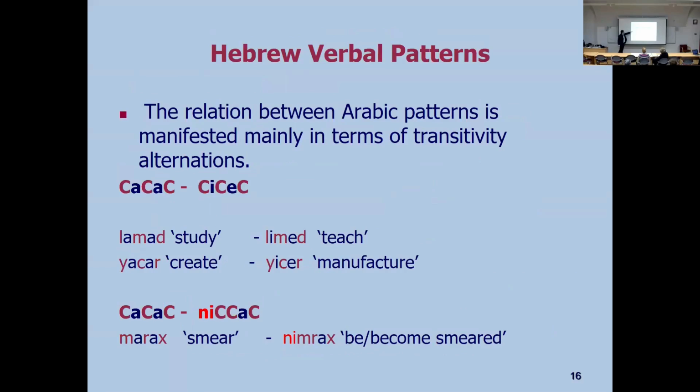For example, if we take the pair pa'al, pi'el, two patterns, so we have lamad, to study, and limed, to teach. So this is some sort of relation of causativization. They both share the root l-m-d, and they're around the same semantic concept. In the other example, on the other hand, it is less transparent. We have yatzar, to create, and yitzer, to manufacture. So it's not causative, it's some semantic relation which is more vague. In pa'al, nif'al with a prefix, we have transitivity alternations. So we have marach, to smear. Nimrach can be passive, to be smeared, but it can also be inchoative, just to become smeared by itself. It can be also, by the way, reflexive in principle.